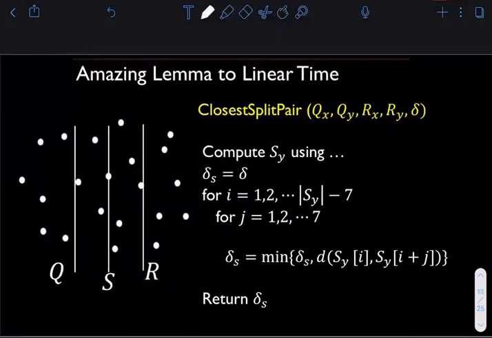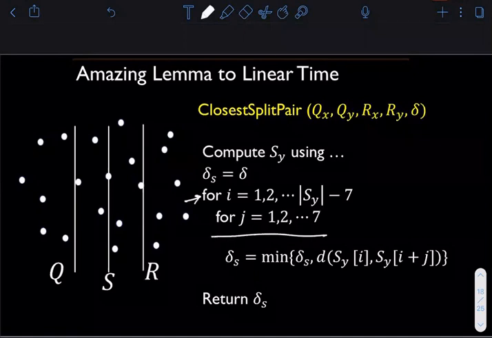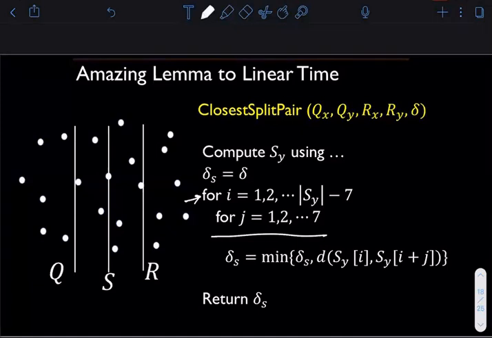Okay. And now this essentially gives me the closest split pair algorithm. So all I need to do is traverse the array SY, which is sorted according to my Y coordinate. And for every point I just need to check the next 7 points. That is all I need to do. And whatever is the minimum, I return that. If that is less than delta, then I return that from the recursive call, or not the recursive call, you know, the high level call. Otherwise, delta is really the minimum.